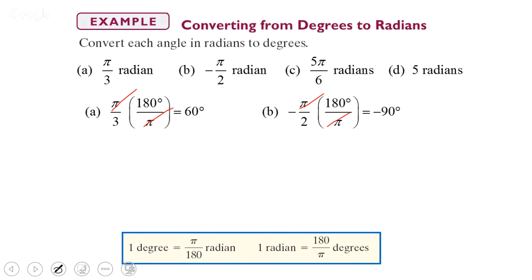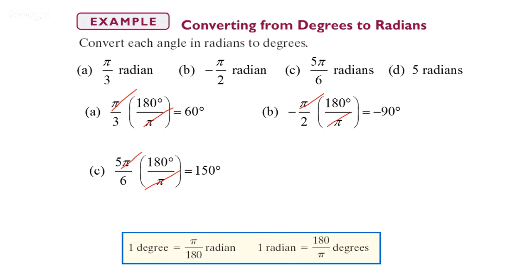5 pi over 6, once again, I multiply it by 180 over pi. The pi's cancel out. Well, here I can do my multiplication, 5 times 180 divided by 6, or you can think that 6 goes into 180 30 times, and 30 times 5 is 150. Either way. Now letter D doesn't have a pi in it. So since D does not have a pi, I just need to put it in the calculator exactly the way it is. 5 times 180 divided by pi, and you get 286.48 degrees. So you get a decimal approximation of the degree.